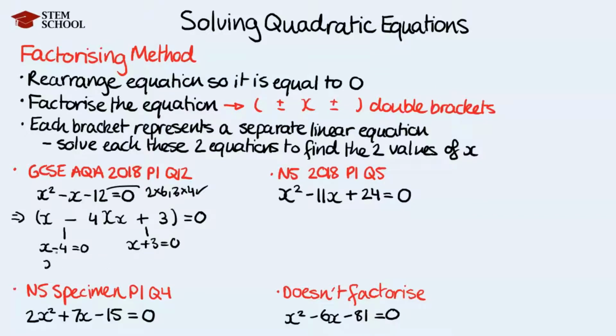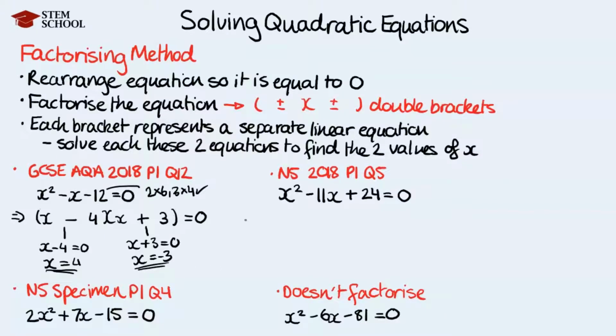So if we have a minus 4 on one side, you do plus 4 to both sides of the equation, so the final answer for this one will be x is equal to 4. Now for this one, it will just be x is equal to minus 3. So those are the two values of x that we've solved. Alright, so let's have a go at the second question then.